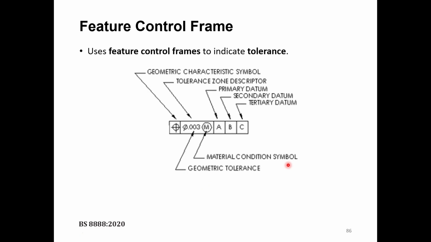So the feature control frame indicates the tolerance as follows. This is one example. Here we say that the position of a circle, for example, should be within a cylinder of diameter 0.03 millimeter, with the maximum material condition symbol, and relative to A, B, and C datums. So this shows you the feature control frame, where you first use the geometric characteristic symbol. Then the second part shows you the tolerance zone descriptor, where you show what kind of geometric tolerance you have and what kind of material condition you have, and these are the three datums, A, B, and C, primary, secondary, and tertiary datums.